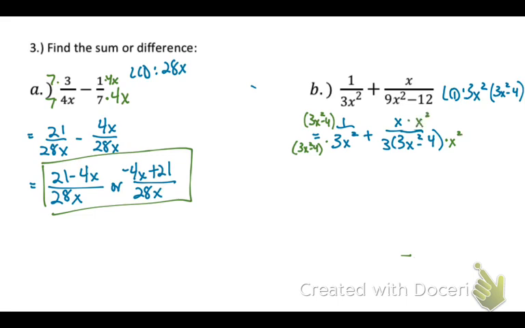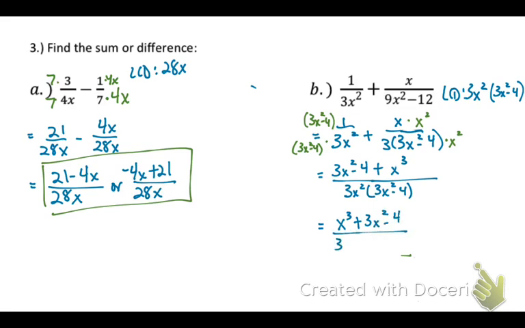And then adjust the numerators. So on the left, we'll have 3x minus 4 over our common denominator. On the right, we'll have x cubed, x times x squared. Now we'll just rewrite our numerator in standard form and take a look at it and make sure that we can't factor it, and we can't. That's kind of a strange polynomial. So there's our final answer.